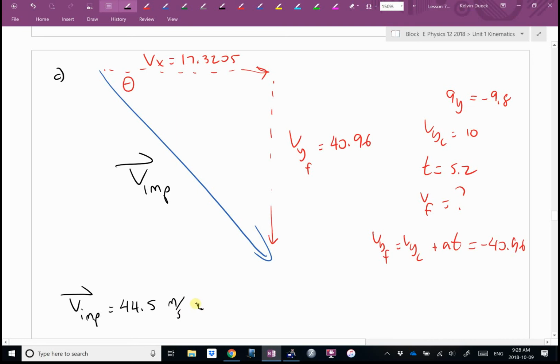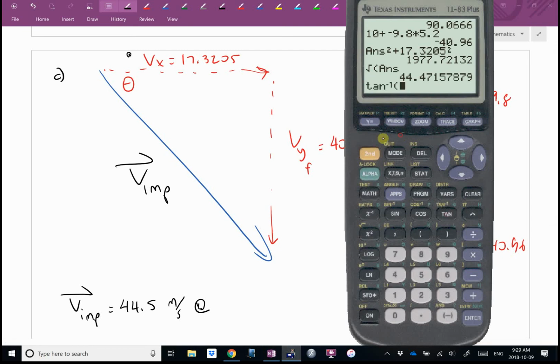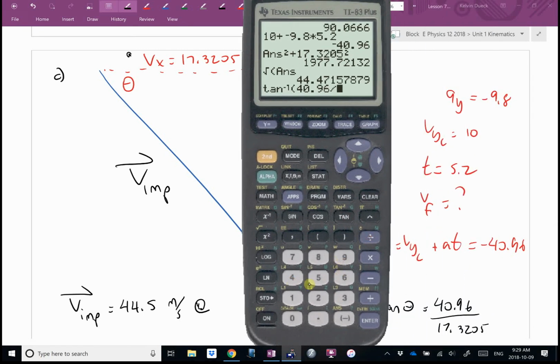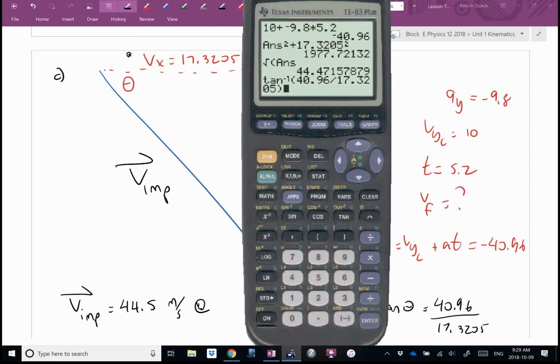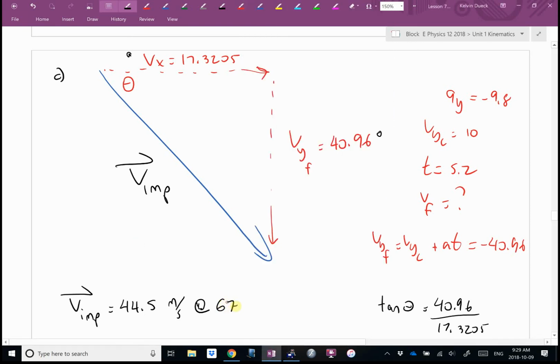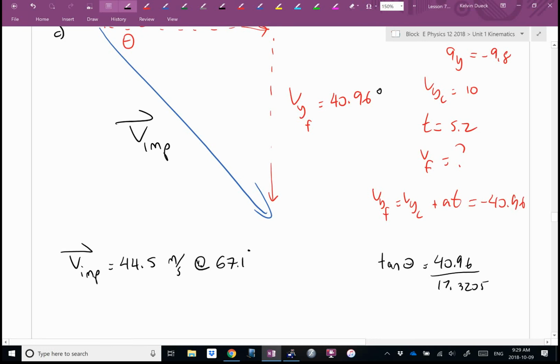meters per second at... opposite adjacent. tan theta equals 40.96 over 17.3205. And I get a theta of 67.1 degrees. And then how would I give this direction? I would say below the horizontal.